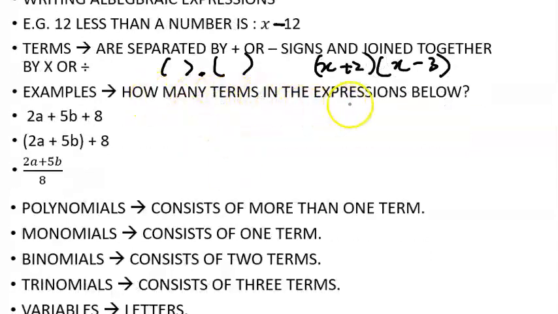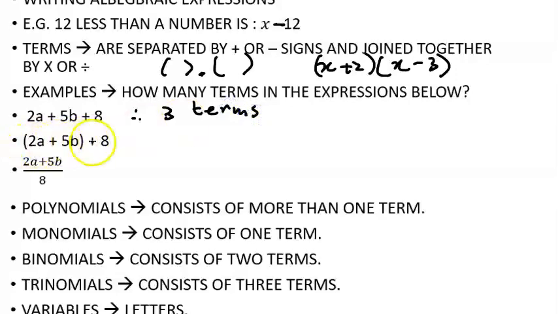How many terms are in the expression below? 2a plus 5b plus 8. Remember, terms are separated by plus or minus signs. Therefore, 1, 2, 3. So therefore here, there are 3 terms in this first expression.